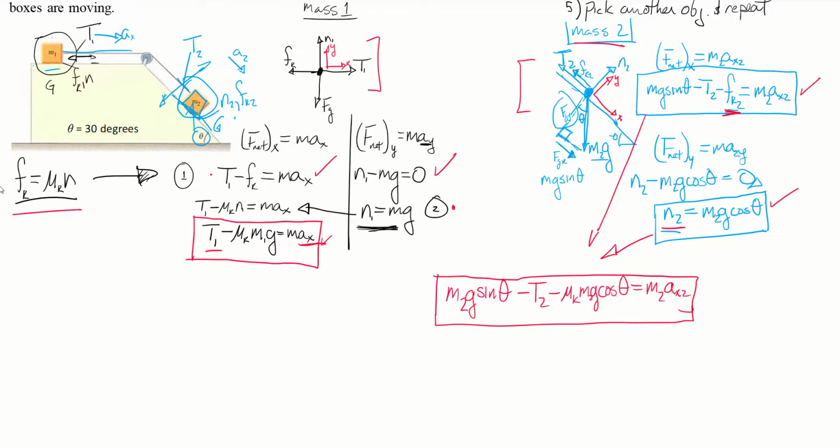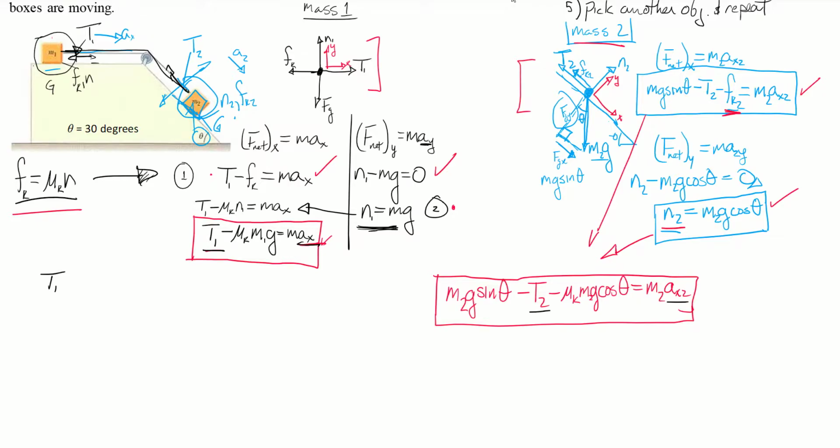And now we have two equations, but we actually have T1 we don't know, ax for block 1 we don't know, T2 we don't know, and ax for block 2 we don't know. But we haven't used Newton's third law yet, or any constraints of motion. So what we know from Newton's third law is that this tension, T1, pulling on this end is equal and opposite to T2 there. So they have the same magnitude.